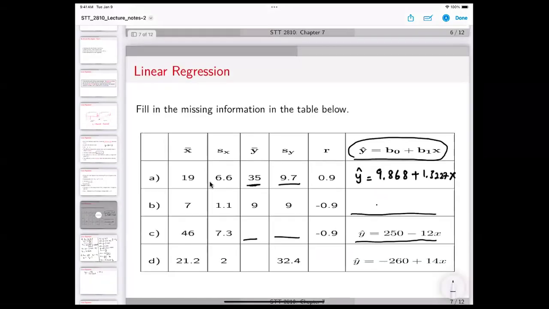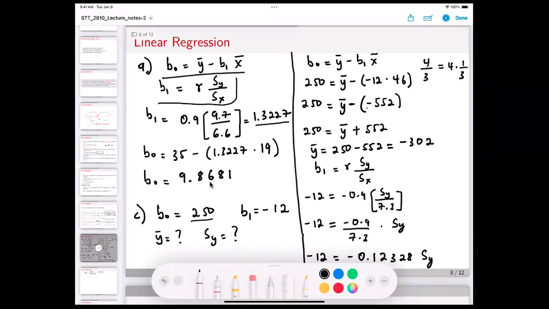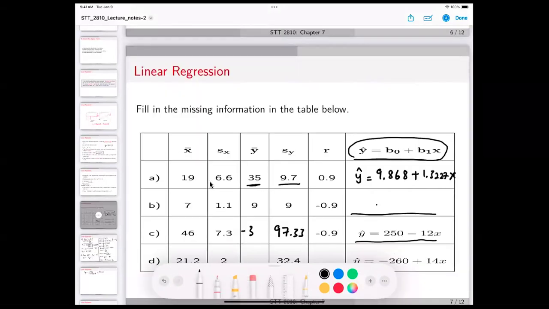97.33. So now let's fill that out. So we got 97.33. And then what did we get here? Negative 302. So this is how to go about it in your worksheet. You can use the same idea to do this too.